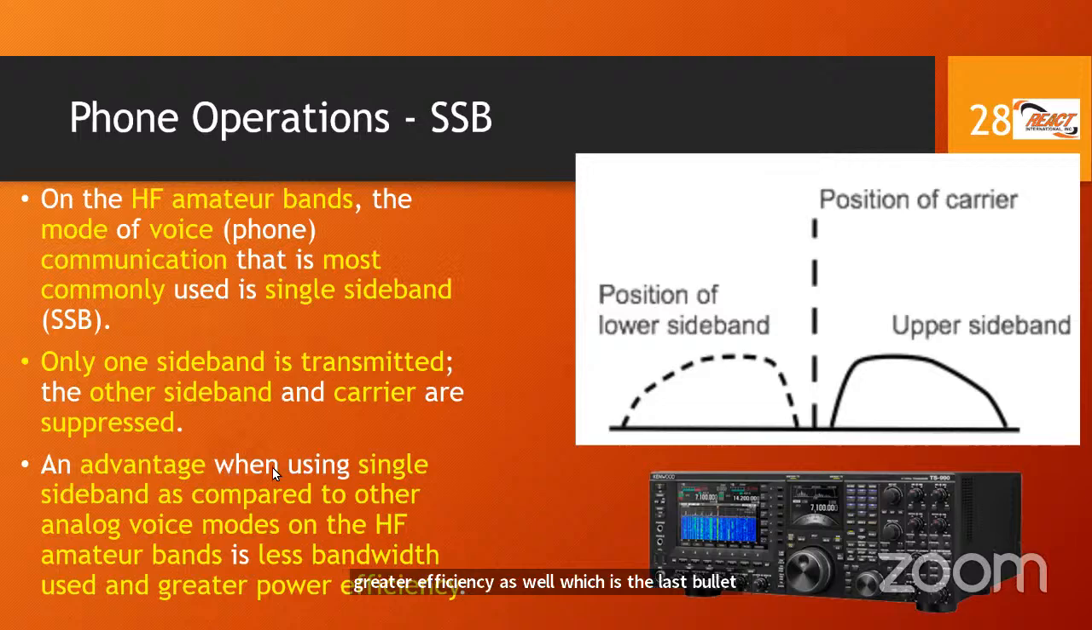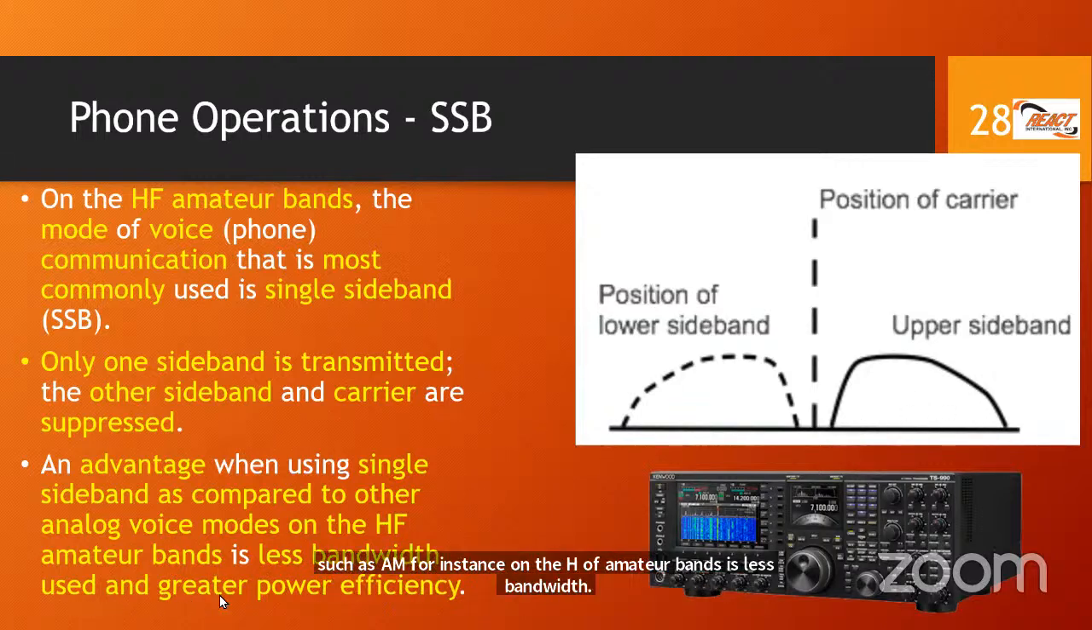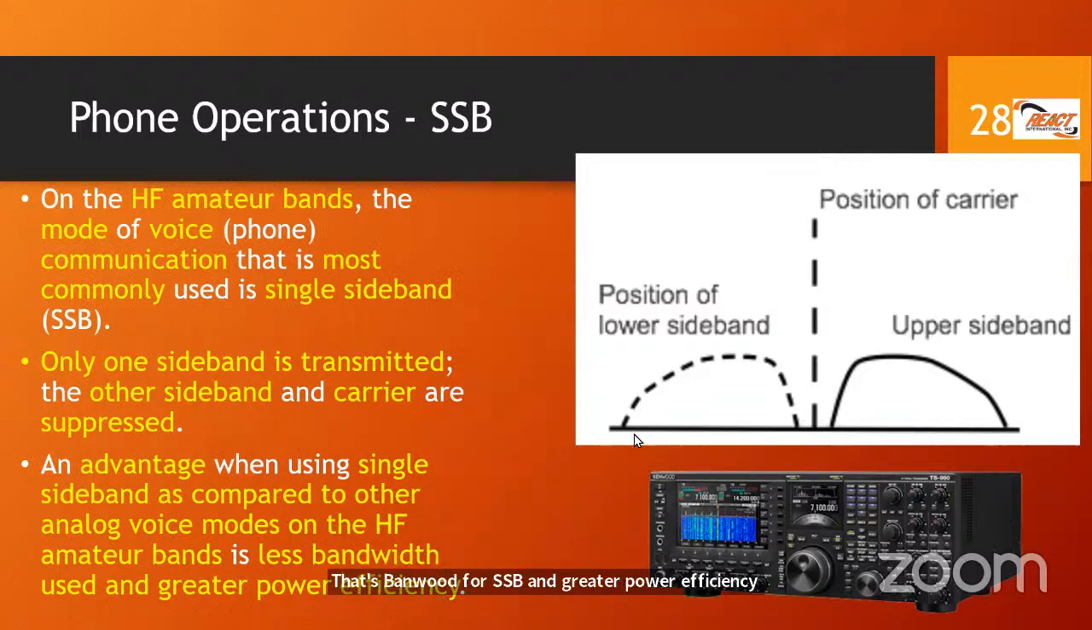Yes. So an advantage when using single sideband or SSB, as compared to other analog voice modes such as AM, for instance, on the HF amateur bands, is less bandwidth for SSB and greater power efficiency, because we don't have to transmit the carrier. We are just transmitting one of the sidebands, and therefore we can concentrate all our RF power on transmitting that part of the sideband.